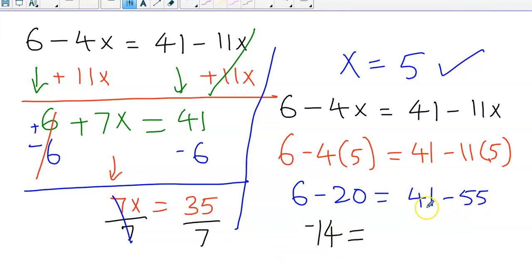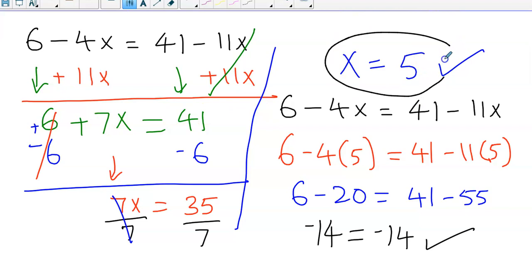Similarly 55 minus 41, remove the smaller from that. 55 minus 41 is 14, and the sign of the bigger number is positive. So left hand side is the same as right hand side. And this value, which value? x is equal to 5 is the right answer.